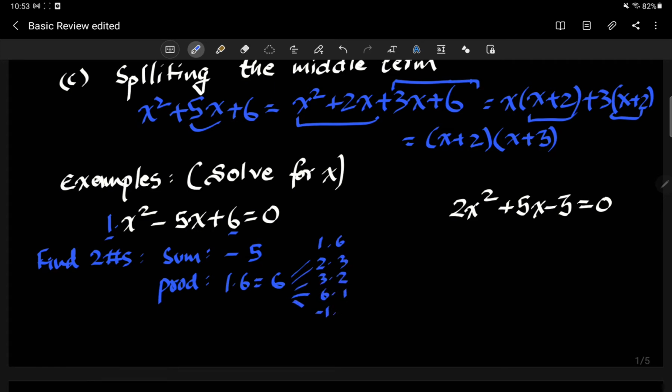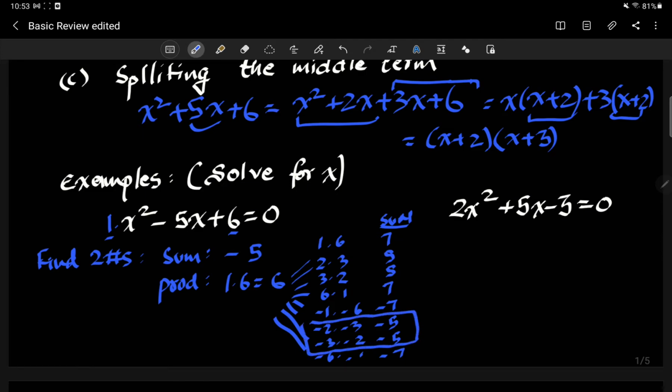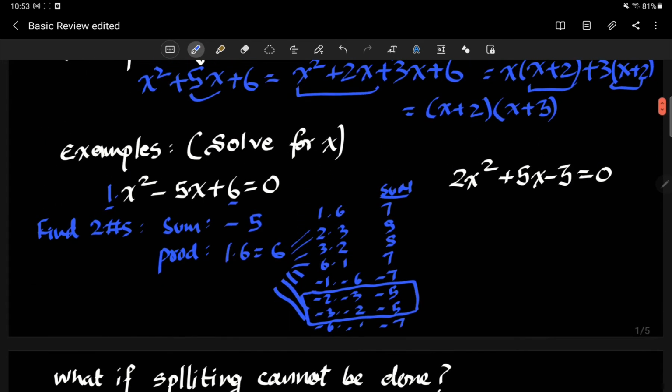I can also have negative 1 times negative 6, negative 2 times negative 3, negative 3 times negative 2, and negative 6 times negative 1. Now for each of these, let's see what the possible sums are. That's 7, 5, 5, 7, negative 7, negative 5, negative 5, negative 7. Now what we need is the sum to be negative 5. And that happens precisely here. Right? Which means I'm going to split these as x squared minus 2x minus 3x plus 6.